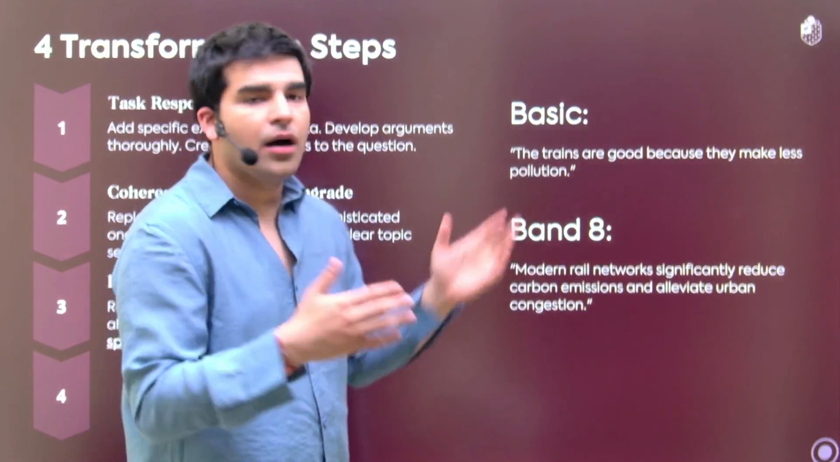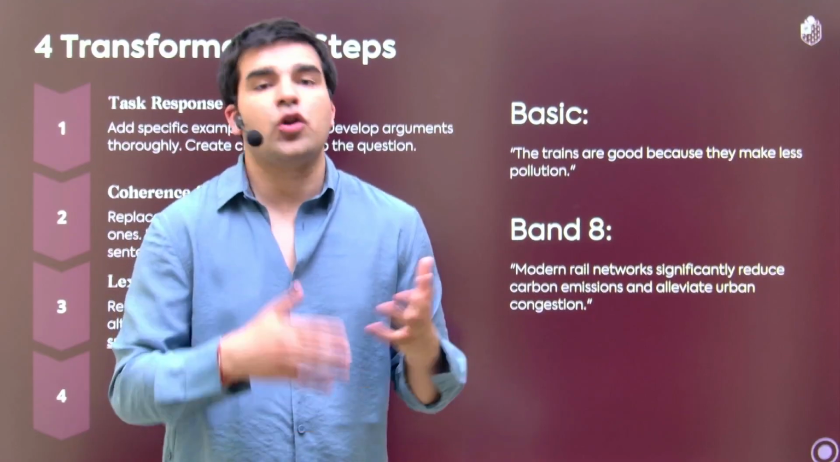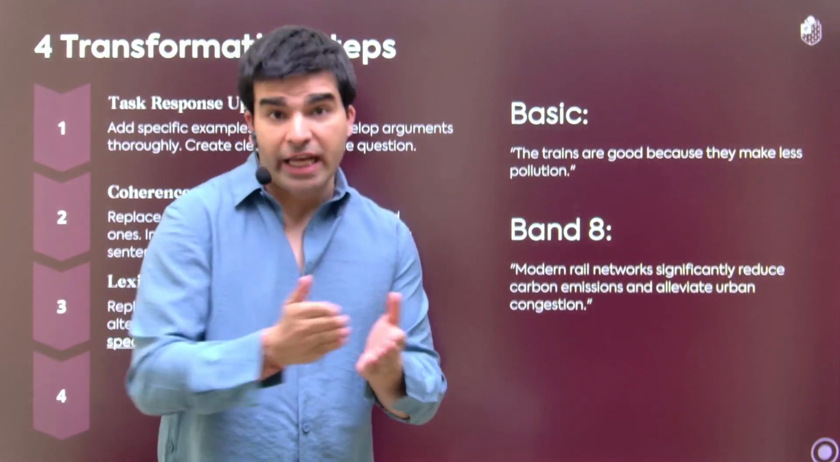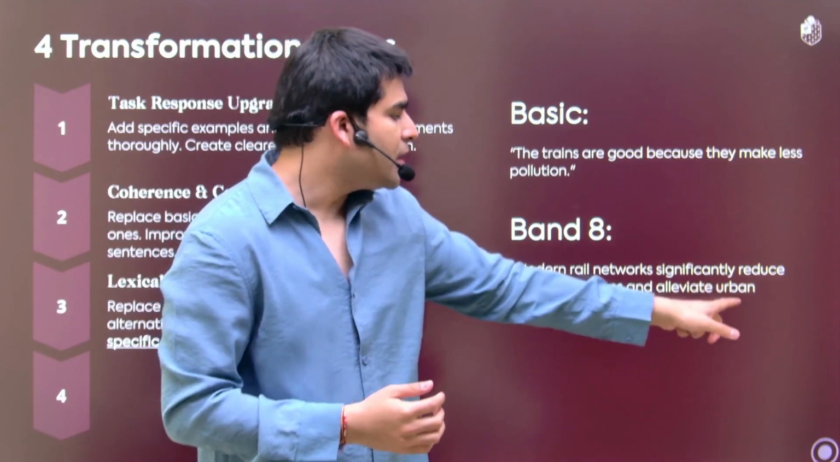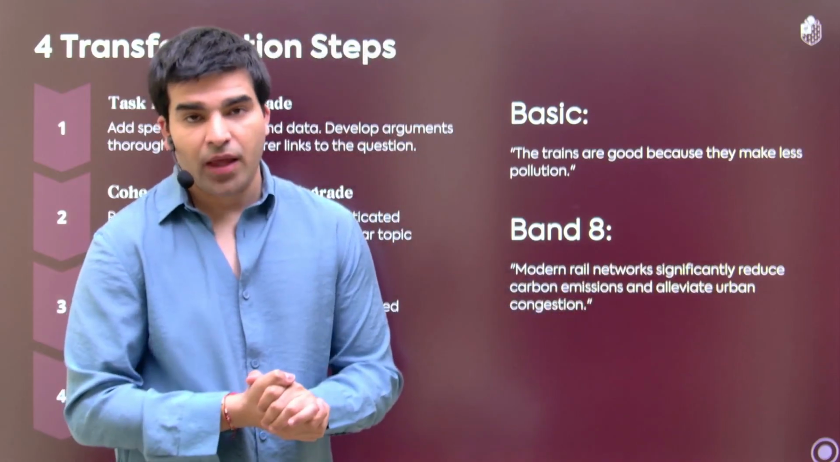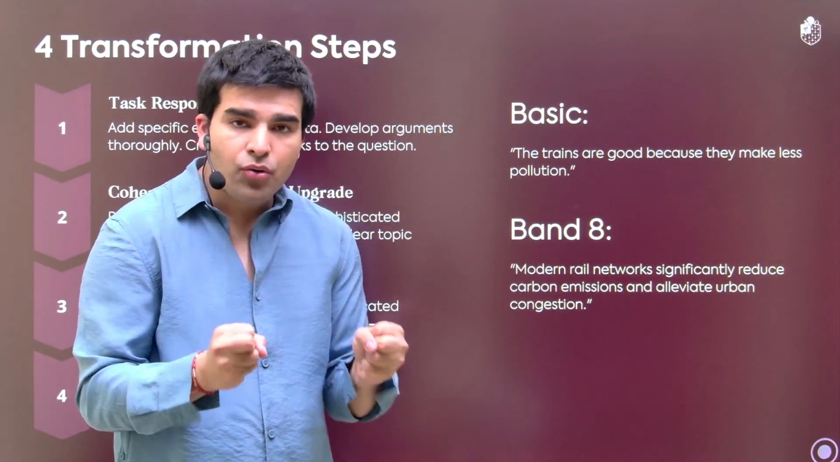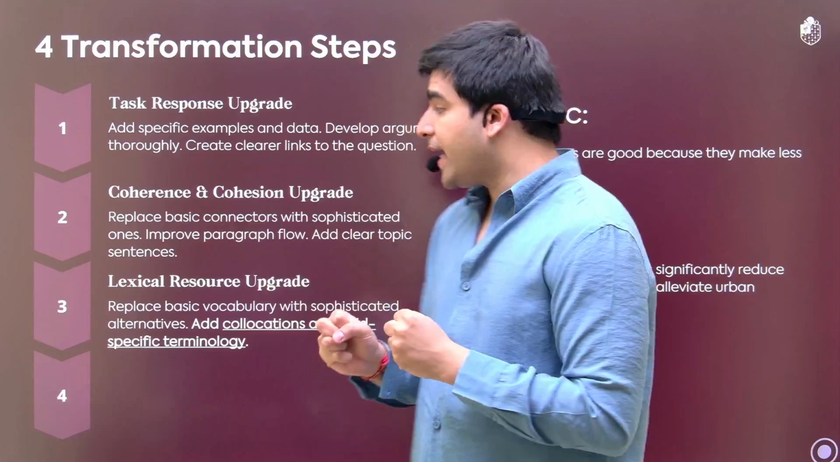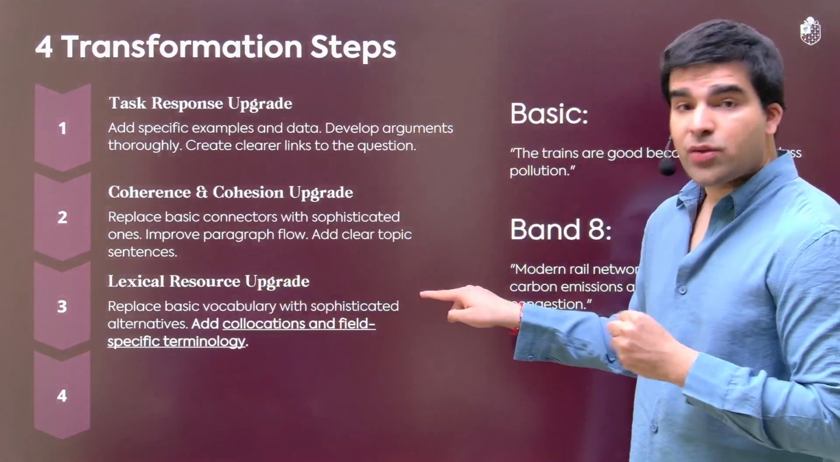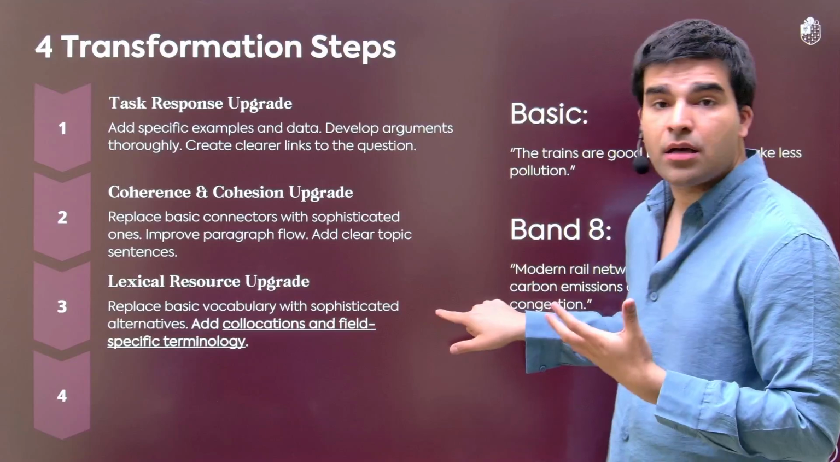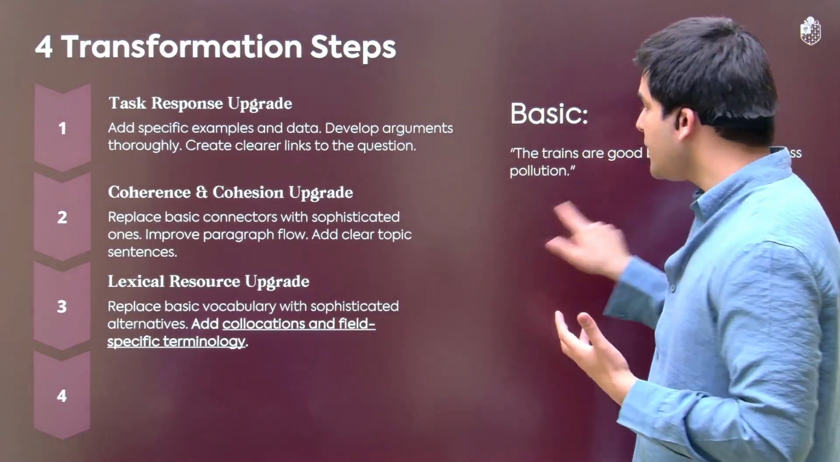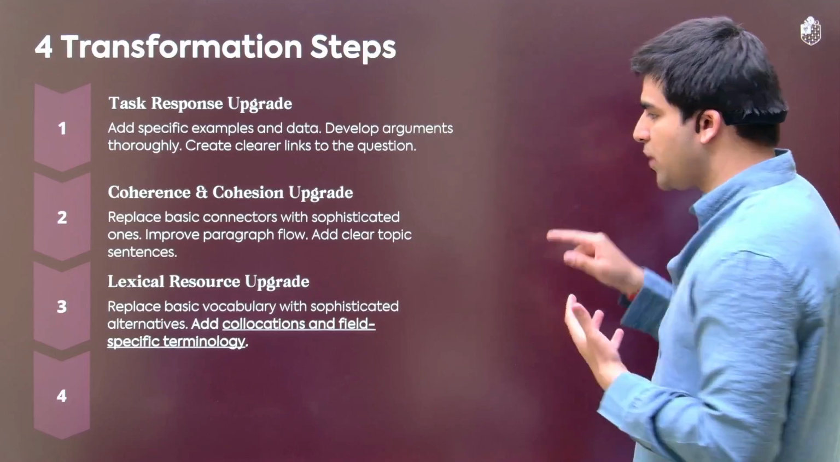That means there's a lot of traffic on the road, changes to alleviate urban congestion. So this is one example of how you can use, once again, lexical resources upgraded with better collocations. So here we go. Let's move to the next one.